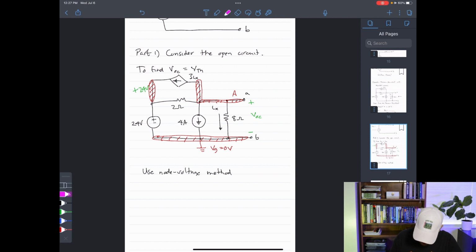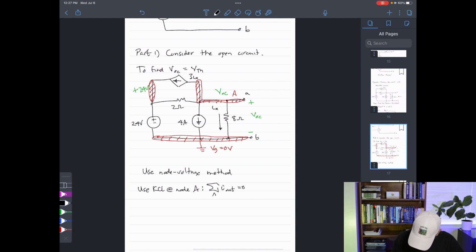Similarly, notice that I don't need a separate variable name for the node voltage for this node. Why? Because this is already VOC. So here, the node voltage at this node, as opposed to calling it something like VA, well, it's already the VOC that I'm looking for. Now, I'm going to go ahead and use KCL at node A.